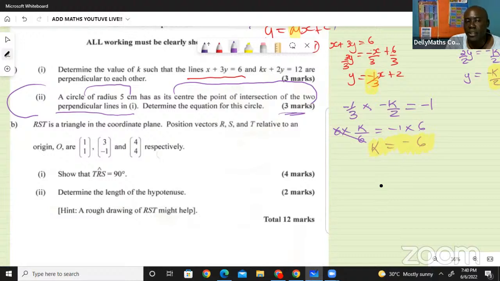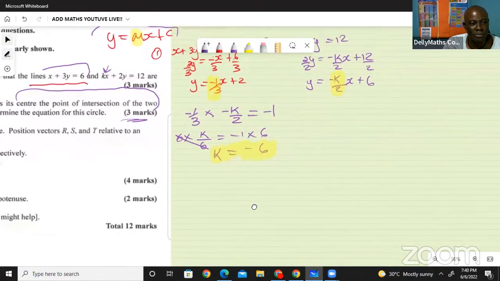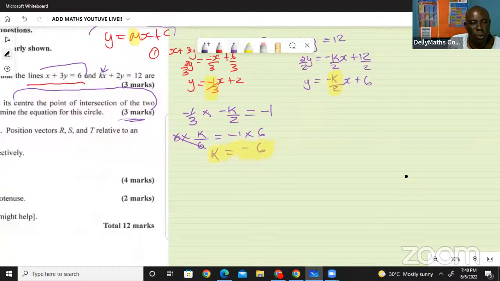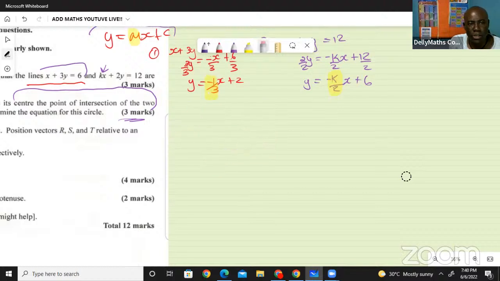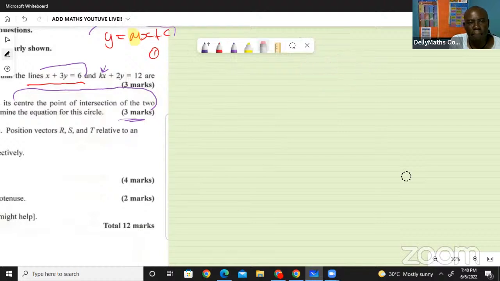But the center of the circle is where the two lines intersect. Remember though, I have this line already, and now I know what k is, so technically I have that. So let us push this aside just a little bit to look at what's going on. Because we know that k is negative 6, I'm going to take off these little spots.